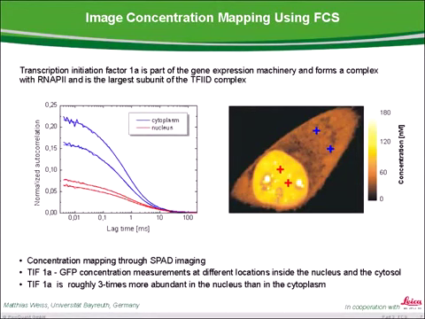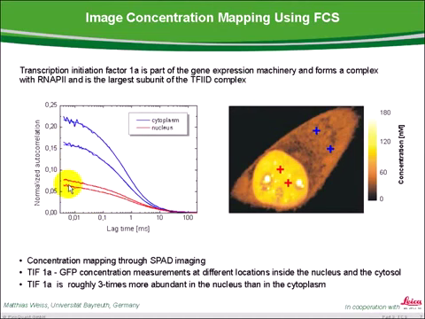I now want to present you some applications for FCS. In this example, Matthias Weiss and his co-workers were interested to measure concentrations of a transcription initiation factor TIF1A inside a living cell. They co-expressed with the TIF the fluorescent protein GFP and performed FCS measurements at different locations inside the cell. On the left side, we see the correlation curves, including the fits.